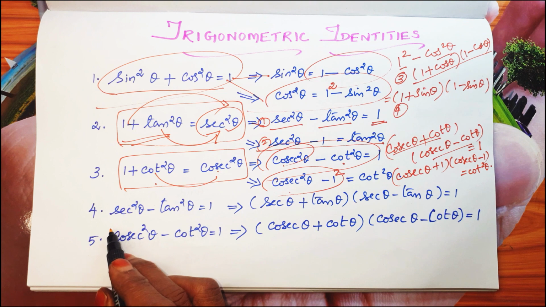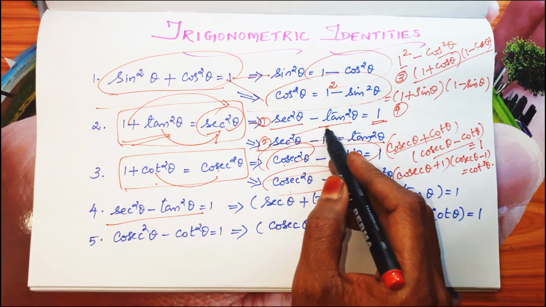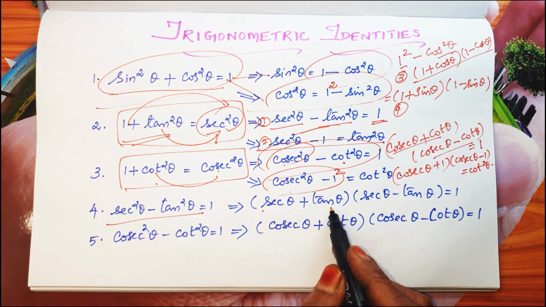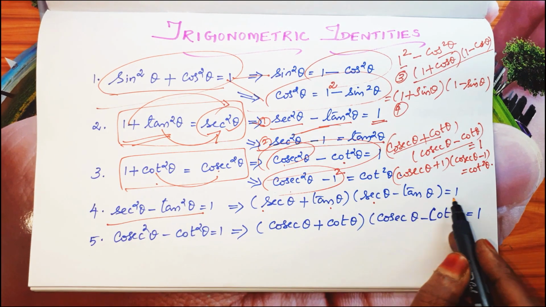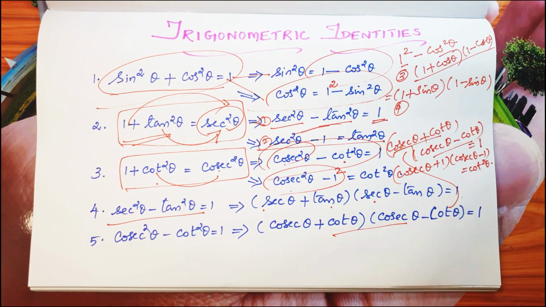Okay. Now, secant squared minus tan squared equal to 1. The same method we can expand: secant theta plus tan theta, secant theta minus tan theta equal to 1. This is what we got here. The same thing.